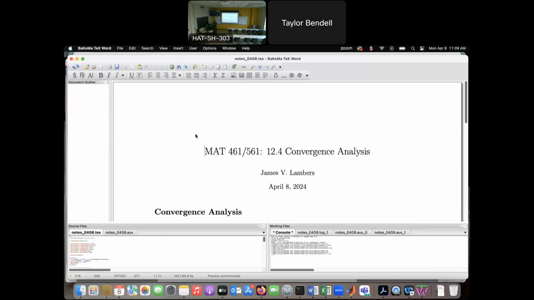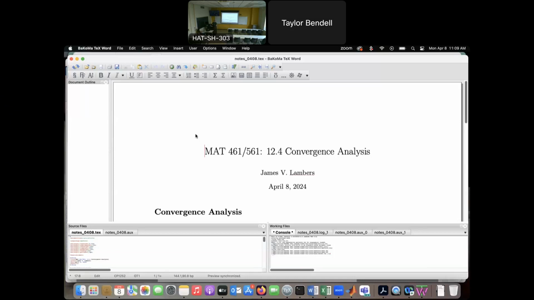Last time I started with convergence analysis and how to show that either a one-step method or a multi-step method is consistent in determining order of accuracy. And we also looked at stability for a one-step method. So I'm just going to continue completing that.